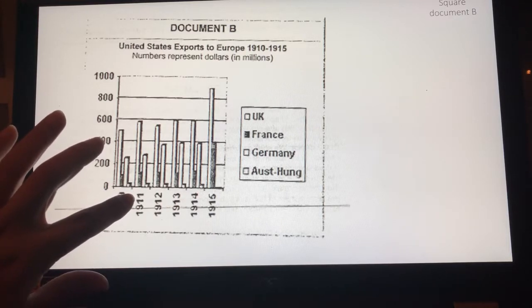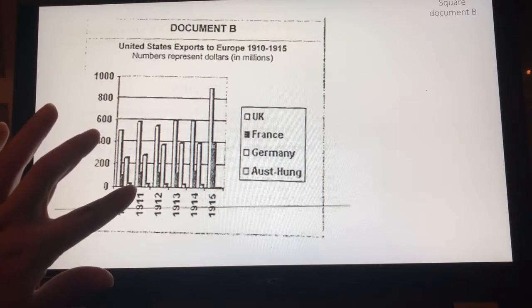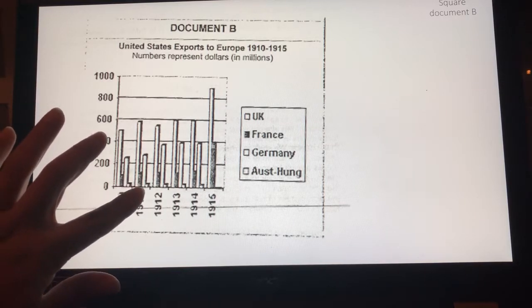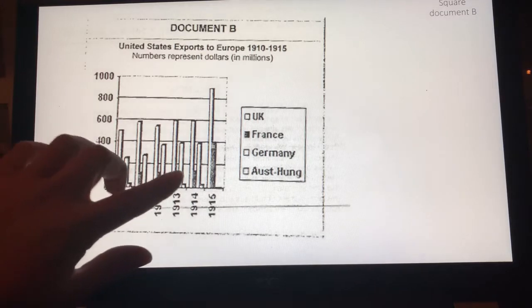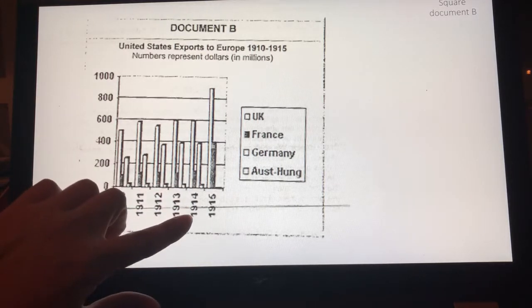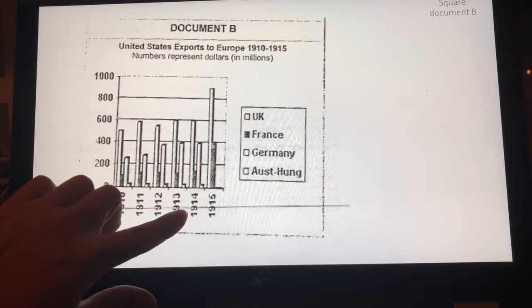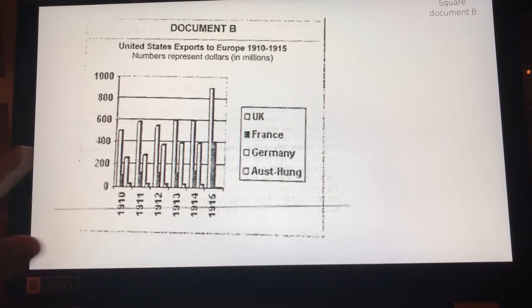So we're still trading with UK. We're still trading with France. We're still trading with Germany. We're still trading with Austria, right? So as we go all the way up to 1914, we're still trading pretty evenly with the UK, France, Germany, and Austria-Hungary. If we were to put it in our own words, all the way up until 1914, we're trading pretty evenly with the British, the French, the Germans, and the Austrians. But look at 1915. All of a sudden, we see that Germany and Austria-Hungary are missing.